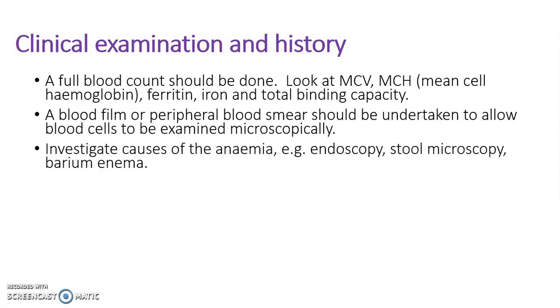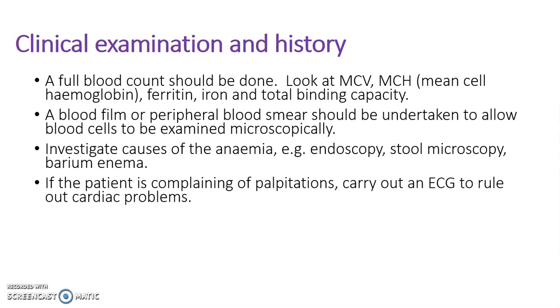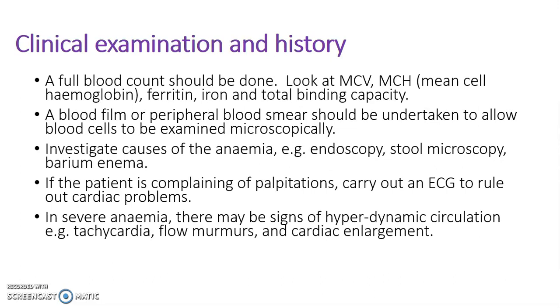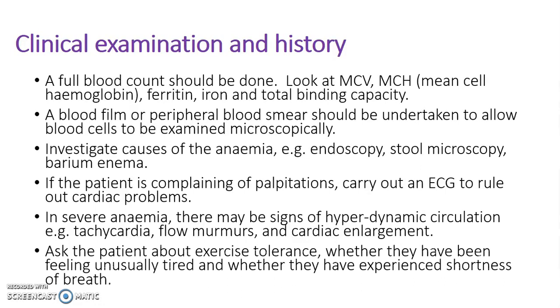You need to look at the cause of the anemia. So why has this happened? And you might do something like an endoscopy, stool microscopy, or barium enema. And always, if the patient's complaining of palpitations, chest pain, any cardiac problems, always carry out an ECG. In severe anemia, there may be signs of hyperdynamic circulation, so the patient might have tachycardia, they might have flow murmurs, they might have cardiac enlargement.